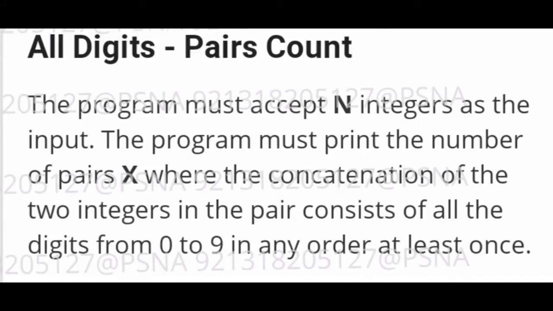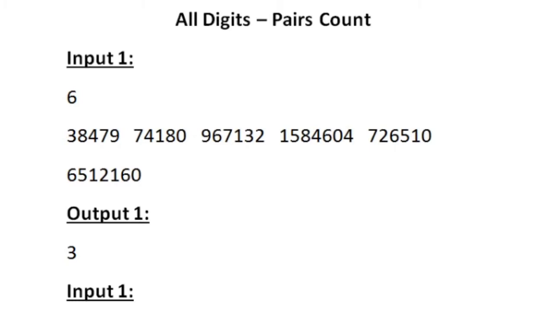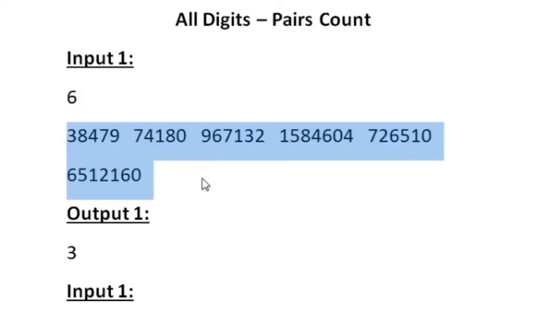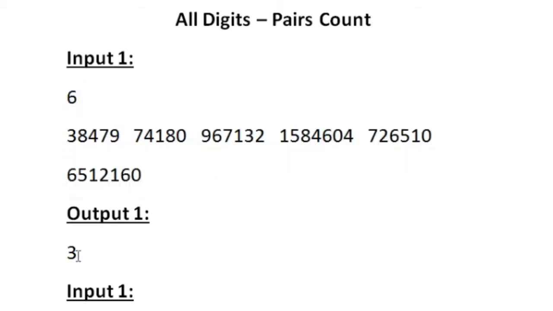This is the question asked in today's SkillTrack Daily Challenge. So let us see our sample test cases. In the first line of input, we are given the value of n, and then we are given n integers as input. And in our output, we must print a single integer which denotes the number of pairs.